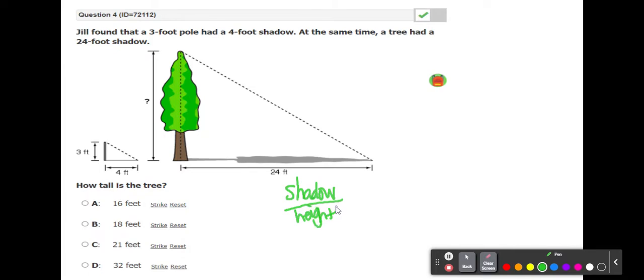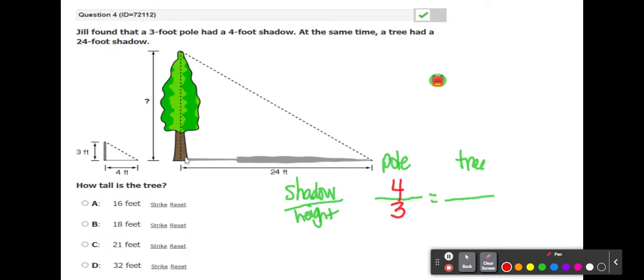And it always helps, that's the order of the ratio. And it always helps if one of them is a pole, and one is the tree. So keep those fractions together as you set this up too. So the pole was 3 feet and it had a 4-foot shadow. So 3 feet tall, 4-foot shadow.